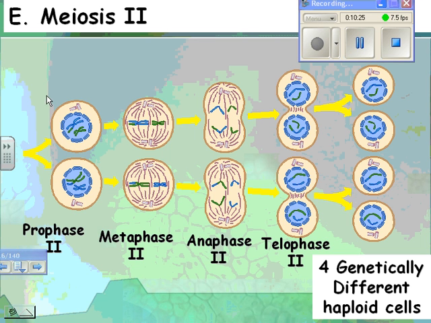Haploid over here and duplicated. And at the end they are haploid. And the cells are haploid and the chromosomes are unduplicated.